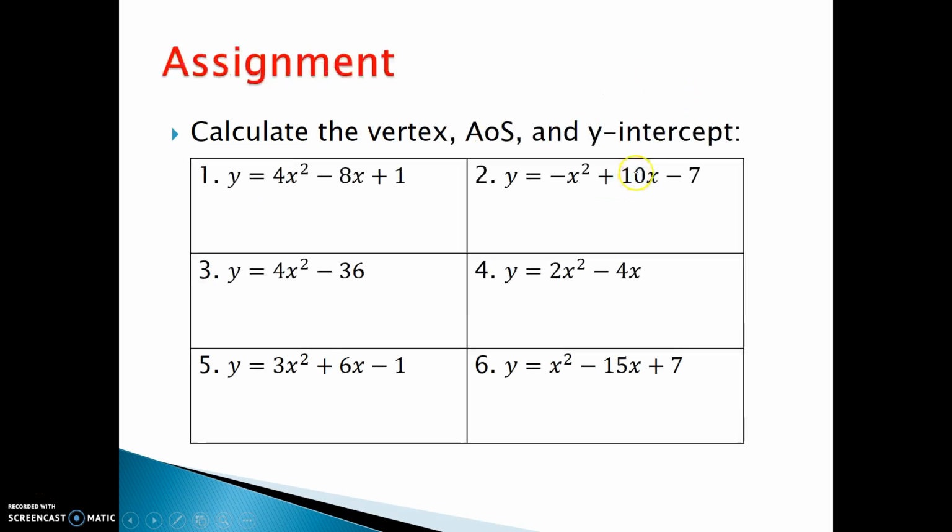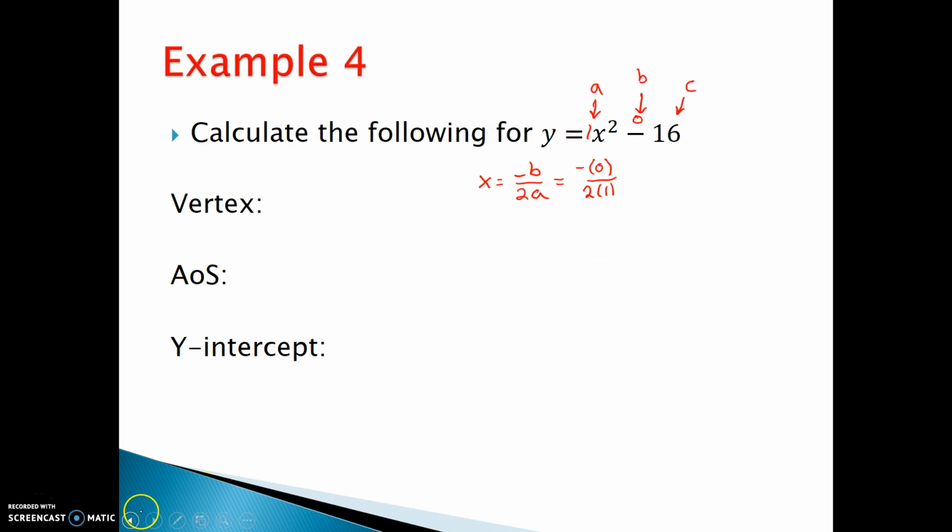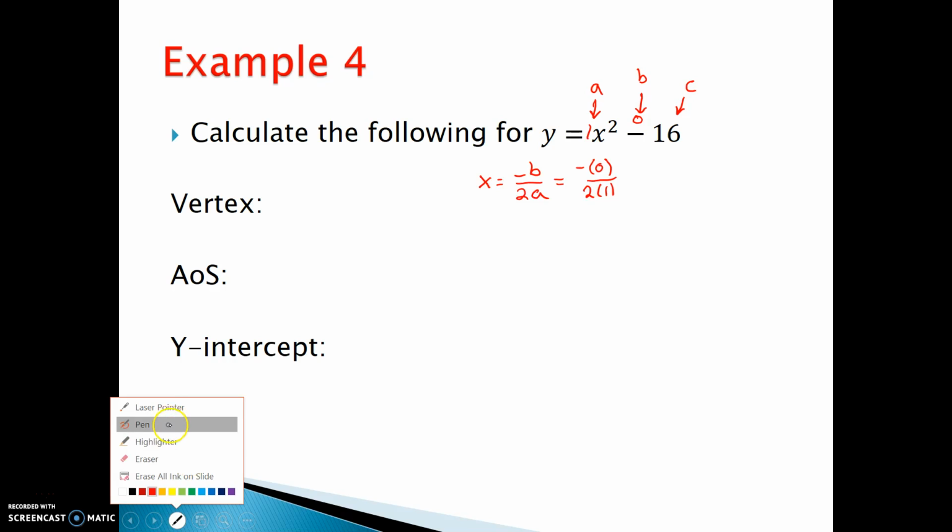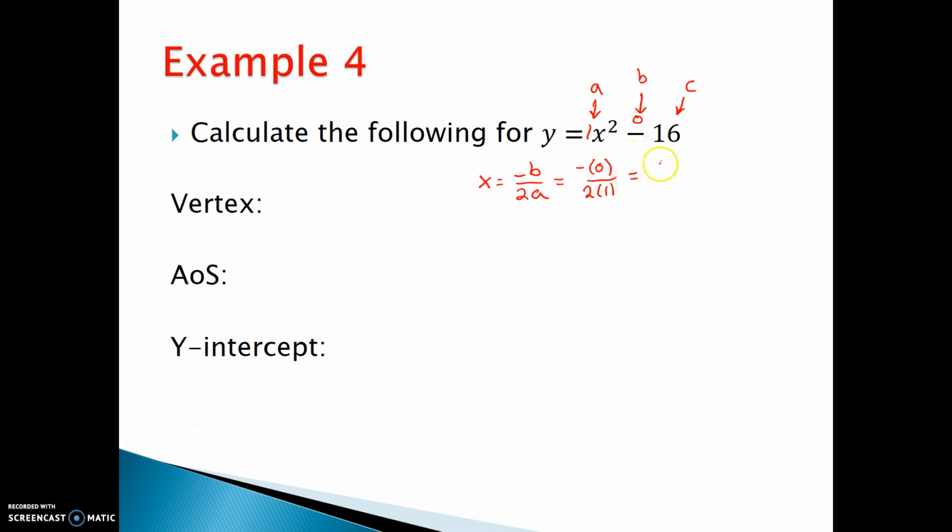Up top in my numerator, I'm going to get 0 over 2 times 1. Okay. I am going to get 0. 0 divided by 2 is simply 0. So again, that lets me know that my vertex is sitting at 0, comma, something.